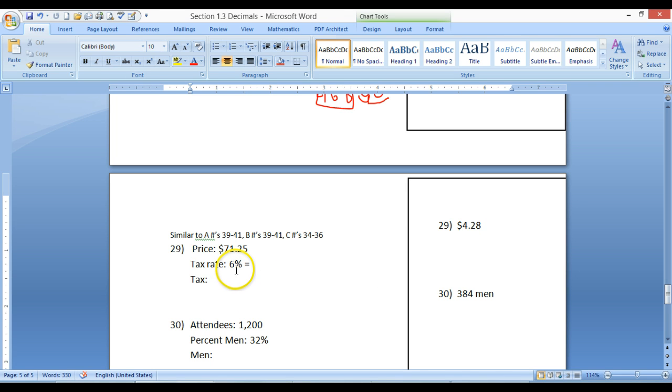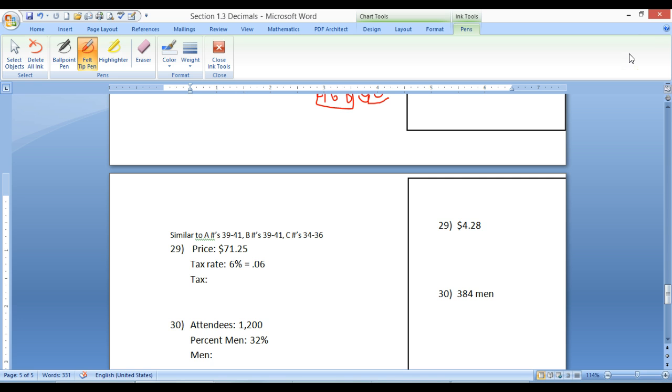So here I have 6%. Remember, I need to move my decimal over 2 times. So can you do that with me? Moving it over twice is 0.06. Okay, so now I have that. I need to multiply that to the 71.25, and I apologize, we're just going to have to go back to my handwriting. So here we have 71.25, and I need to multiply that by 0.06. Okay, there we go.